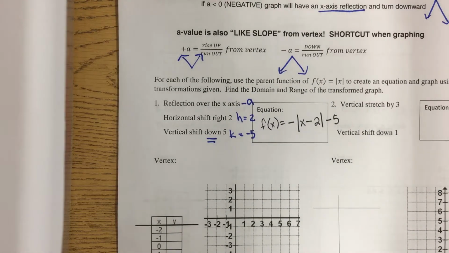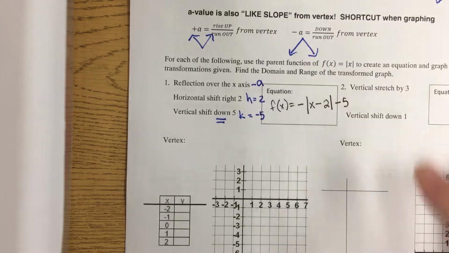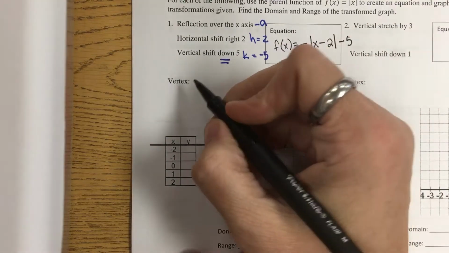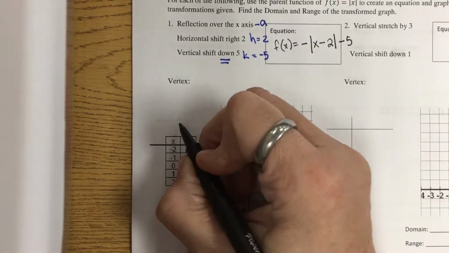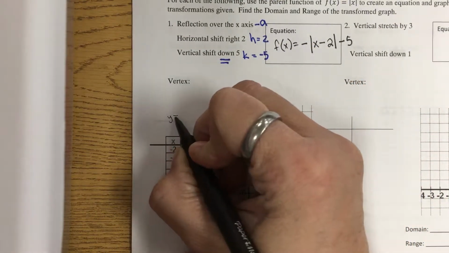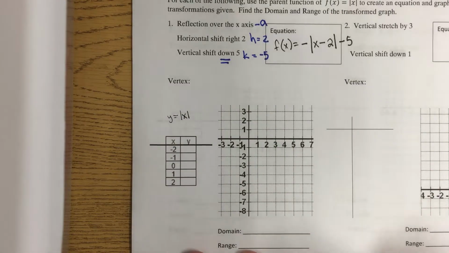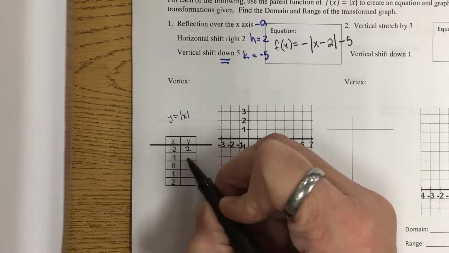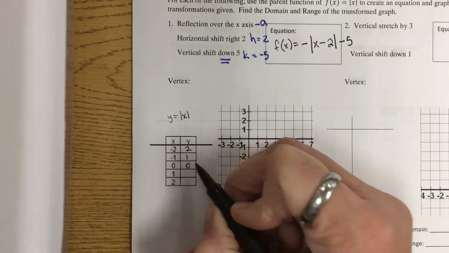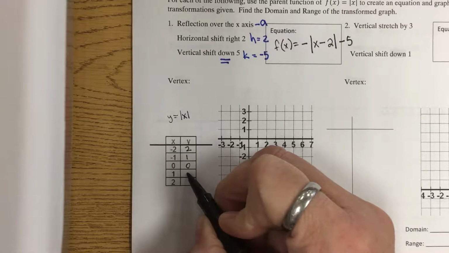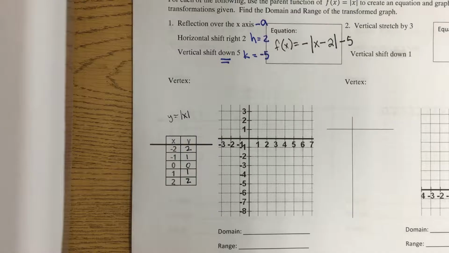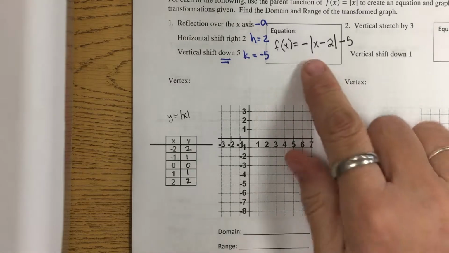Now, when we're talking about the parent graph, and we have this right here for the parent graph. When we have the parent graph, it's y equals absolute value of x. If I was to plug in negative 2, I would get 2. Negative 1, I would get 1. 0, I would get 0. And 1, I would get 1. And 2, I would get 2. But we don't want that. We want this right here.